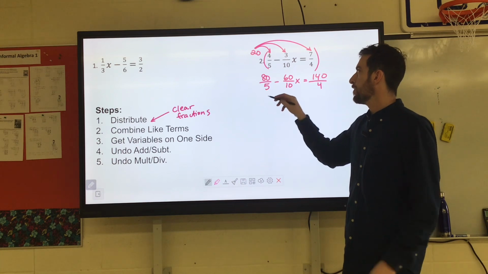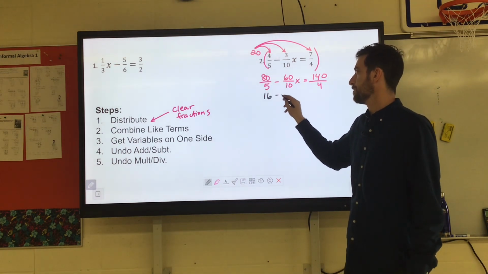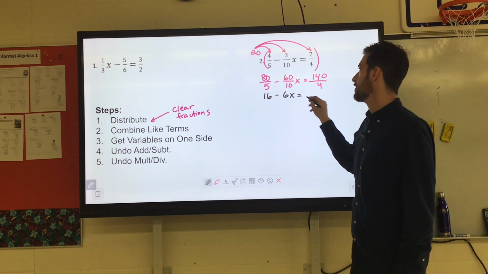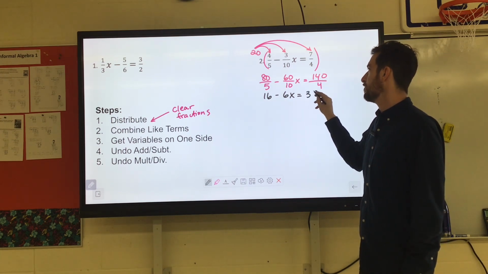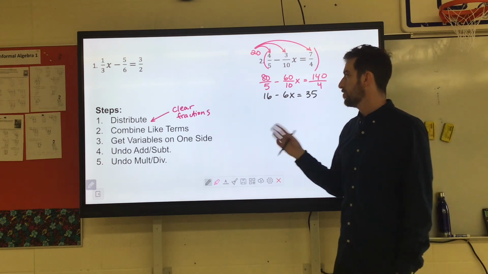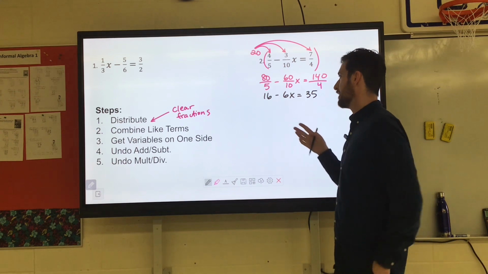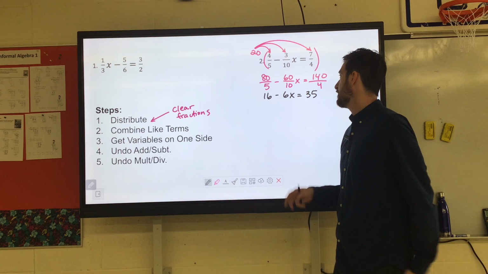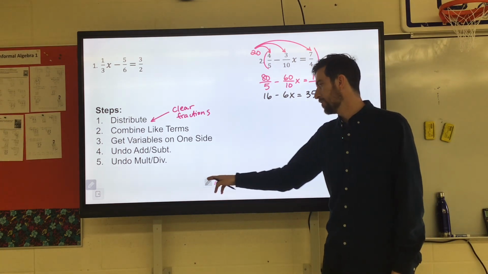80 divided by 5 is 16. 60 divided by 10 is 6. We have 16 minus 6x equals 140 divided by 4 is 35. Okay, distribute, none. Clear fractions, done. Combine like terms on the same side, done. So now we get the variables on the same side. Oh, that's already done. Undo addition and subtraction.